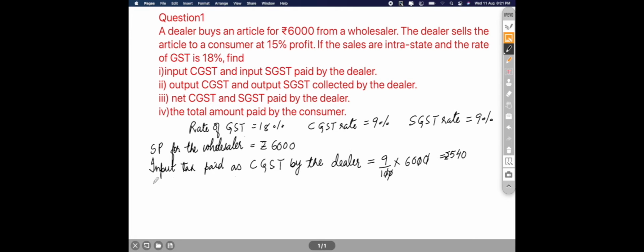Fine. Next, input tax paid as SGST by the dealer again.